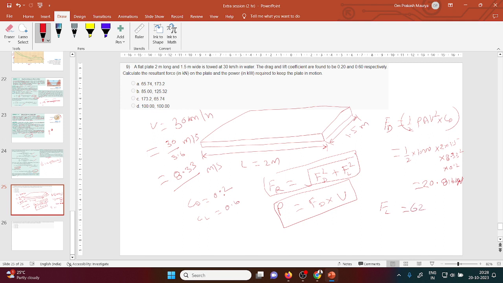That is your 62.45 kilonewton. How much will you get for the resultant? You just take the root and calculate. Root under 20.816 square plus 62.45 square. You will get 65.82 kilonewton, right?